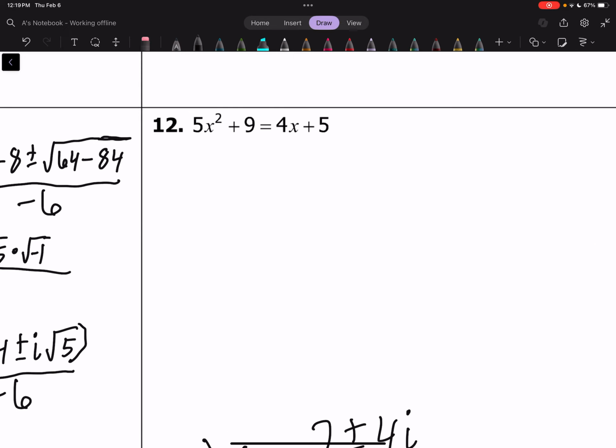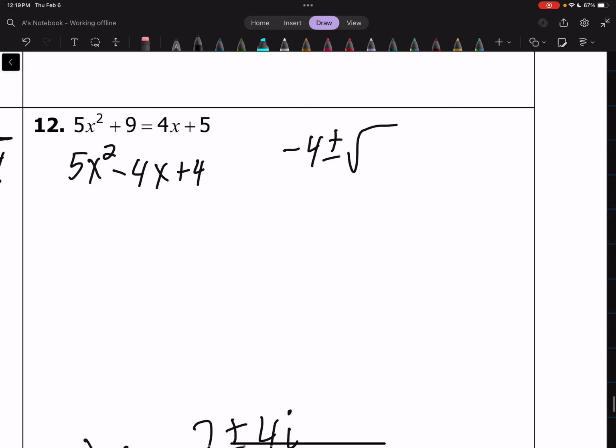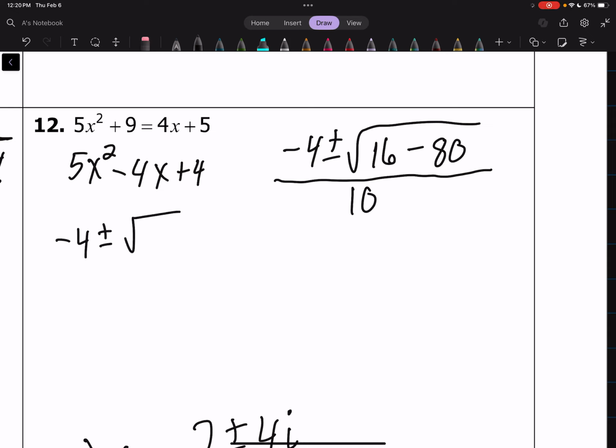All right, putting in a standard form, I'm going to get 5x squared minus 4x plus 4, which means I'm going to have negative 4 plus minus square root of 16, that's negative 4 squared, minus 4ac, 4 times 5 times 4, which is 80, all divided by 2a, 2 times 5, 10. This is negative 4 plus minus the square root of negative 64, all over 10.